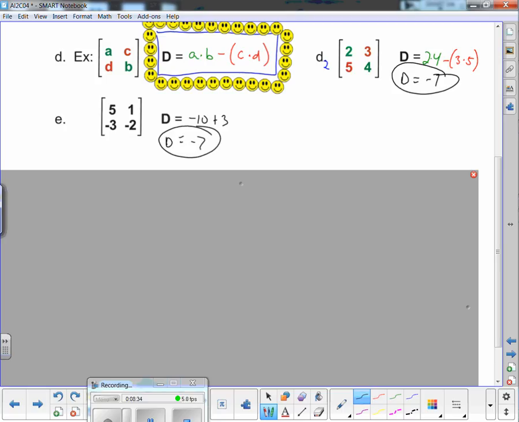How many got negative 7? Okay. Just be careful, right? 5 times a negative 2, negative. So it's negative 1 times negative 3. And then you're adding those two together. Let's throw one more in here. Here, I'll go E sub 2. Do this one. First row, negative 7, 3. Second row, negative 4, 8. Go ahead and do that one. Negative 7, 3, negative 4, 8.